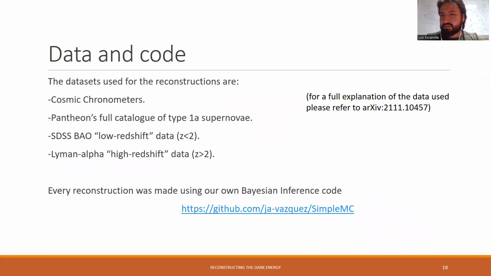The data used for this work is basically the cosmic parameters dataset. We also use the Pantheon's full catalog of type 1a supernovae. We also use BAO low redshift data, and we also use Lyman alpha high redshift data. If you want a full explanation, please refer to this archive right here. We explain here in more detail the data used and also the code used. We have our own parameter inference code. It's called Simple MC. You can find it here in this GitHub right here.